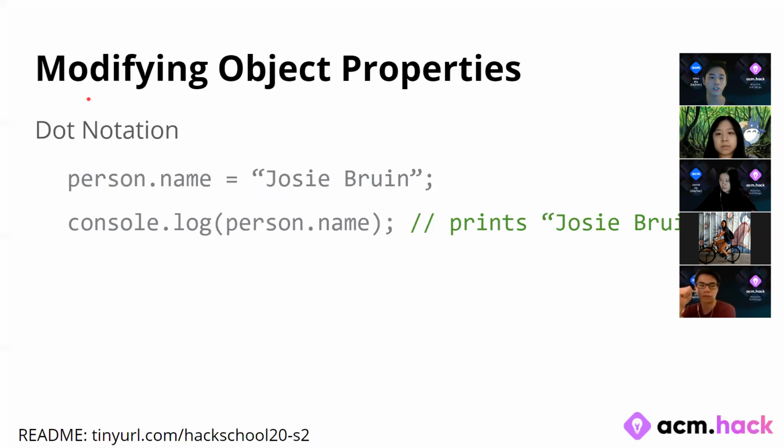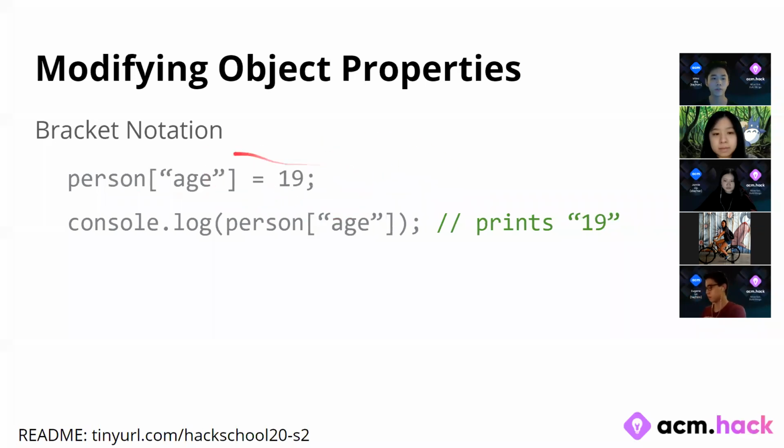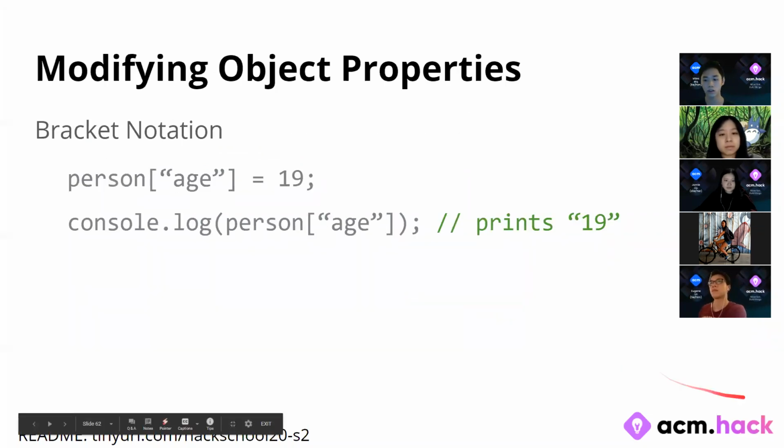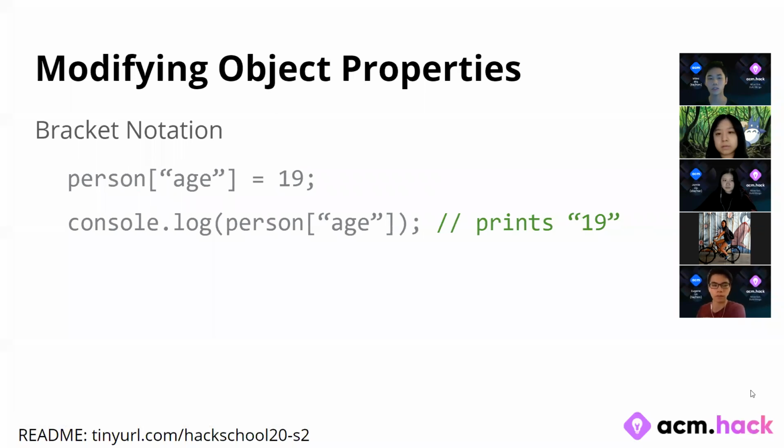Just like accessing, you can also modify object properties using the same two notations, just by reassigning the specific property you want to change. If I wanted to change the name, I can use dot notation to set it equal to a different name. And if I wanted to set the age, I could use either dot or bracket notation to set it to a different age. Before I move on to the next thing, are there any questions about that basic object syntax, accessing or modifying?